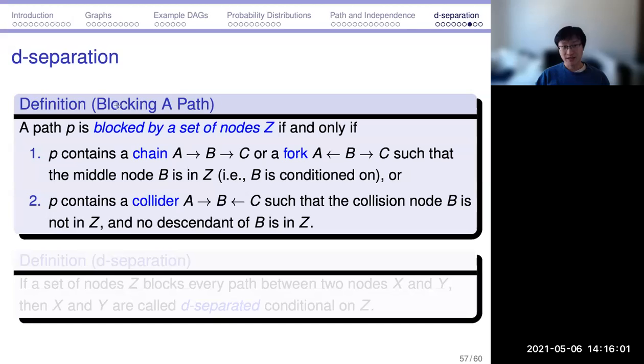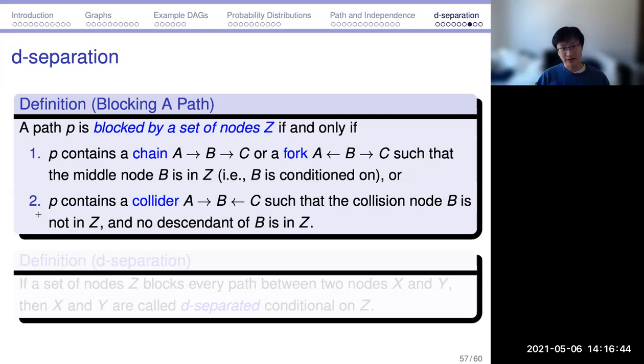We have seen blocking a path for these three simple examples, but in general, a path P is blocked by a set of variables Z if and only if at least one of the two conditions is satisfied. If both are satisfied, that's fine too. The first condition is if P contains a chain or a fork such that the middle node is in Z. In other words, if the path contains a chain or a fork and we are conditioning on the middle of it, then we say we have blocked the path.